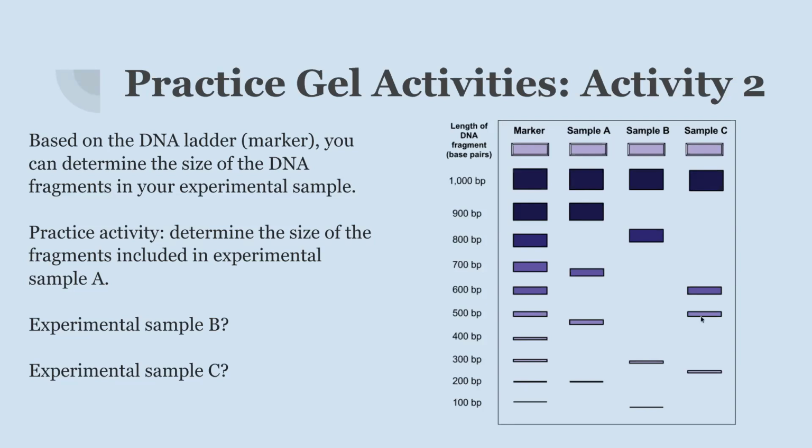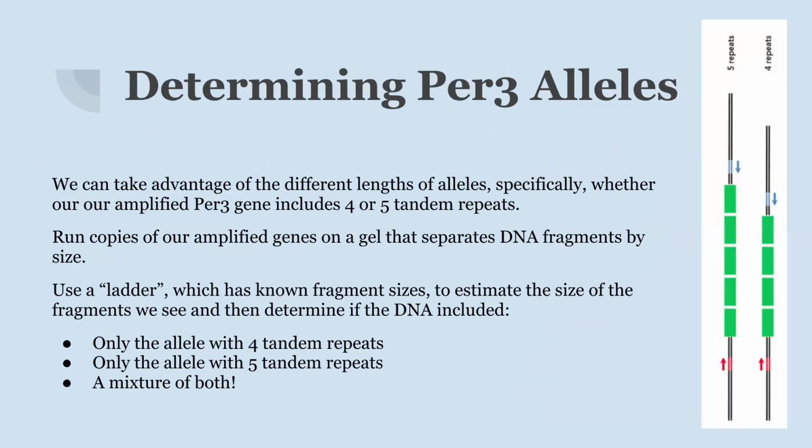What about this one here? A little over 500. And then this one. Anyone want to give me an idea about what it might likely be? Look at the ladder. 275, 250? Pretty good. Okay, so determining our alleles.